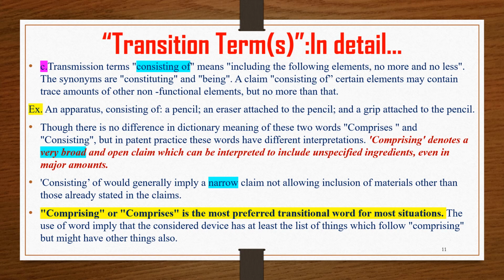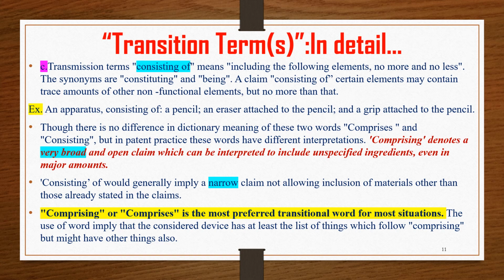We can say, friends, though there is no difference in the dictionary meaning of these two words, that is comprises and consisting, but in patent practice these words have different interpretations. Just remember. Comprising denotes a very broad and open claim which can be interpreted to include unspecified ingredients even in minor amounts. The area is broader here. And consisting of would generally imply a narrow claim not allowing inclusion of materials other than those already stated in the claims. This is the difference actually.